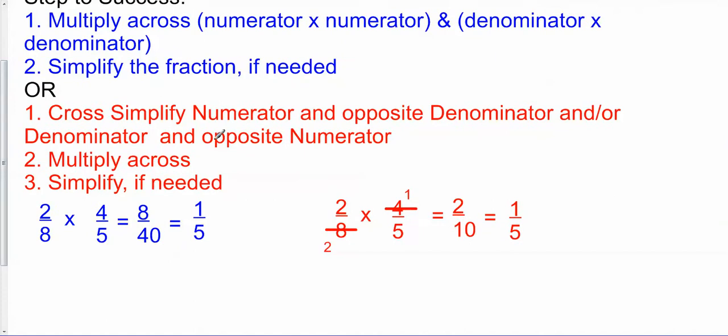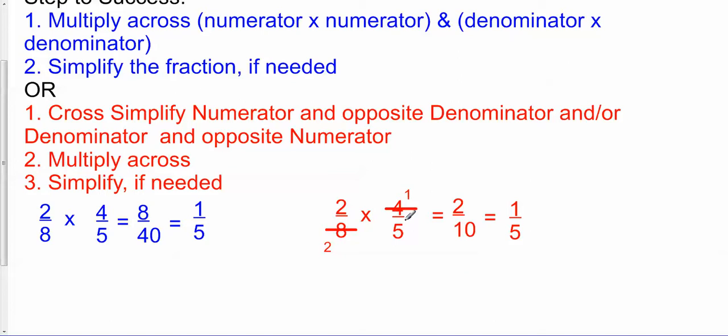I could cross simplify the numerator and opposite denominator. So here, can I simplify the 2 and the 5? No, because their greatest common factor is 1. Can I simplify the 8 and the 4? I sure can. I can divide them both by 4. 4 divided by 4 is 1. 8 divided by 4 is 2.